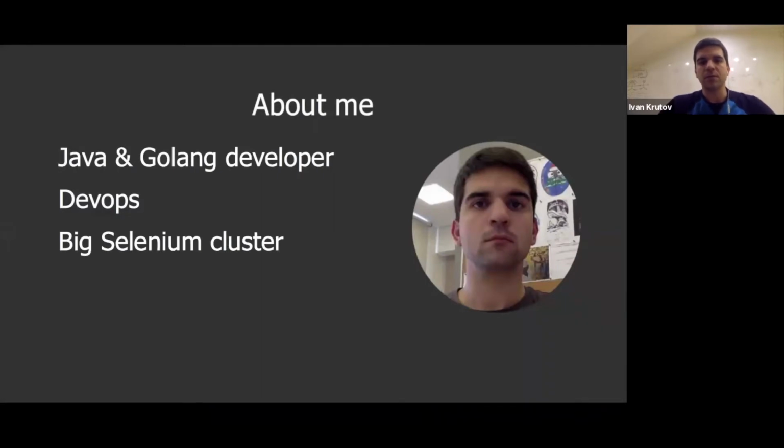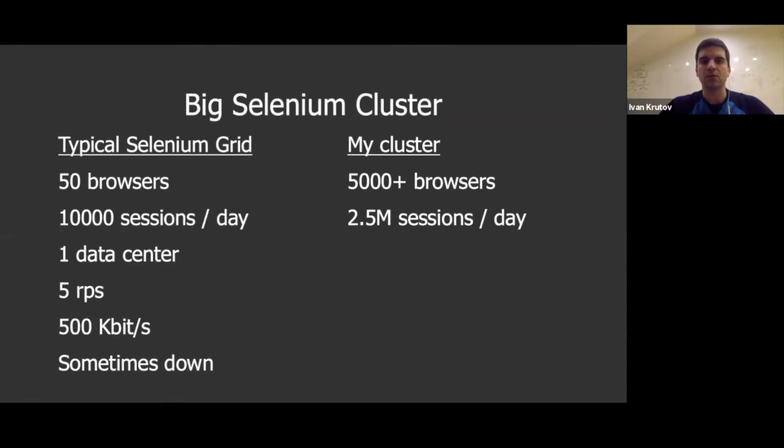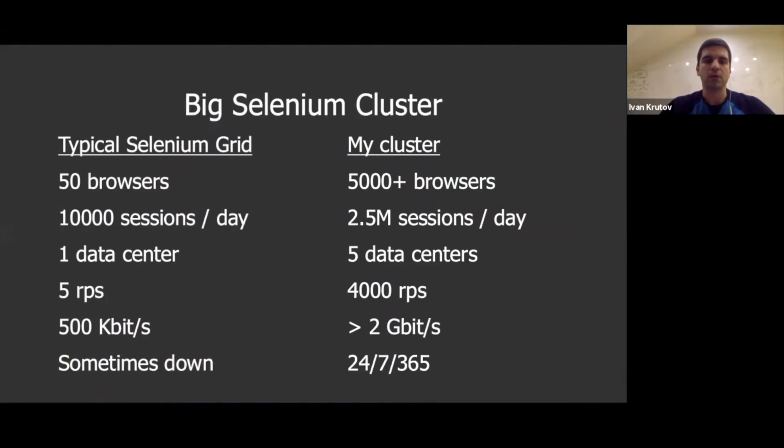So how big is this cluster? Compared to a typical Selenium Grid, having 50 browsers and executing 10,000 browser sessions per day, my cluster has more than 5,000 browsers running in parallel and executing more than 2.5 million browser sessions per day. These browsers are distributed across 5 data centers. The average load on the cluster is about 4,000 requests per second. The traffic is more than 2 gigabits per second. And this cluster is certainly working all the time.